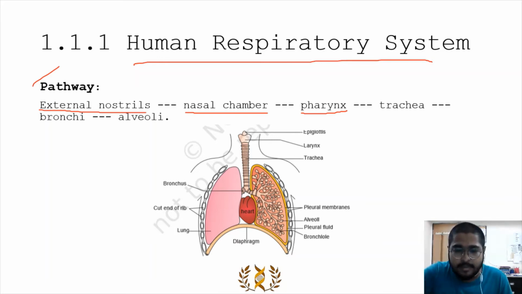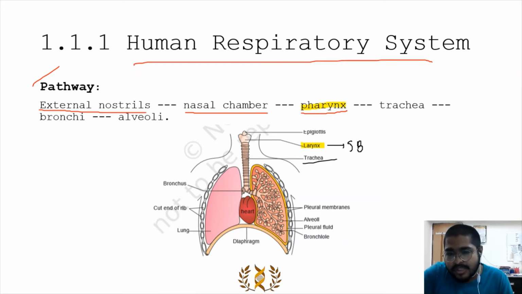So pharynx, remember, it is a common passage for food and air. It is a common passage where food and air both go: as we eat, the food goes into the pharynx, and as we breathe, the air goes into the pharynx. So it is a common passage. And then what is the larynx? Larynx is basically the sound box. Larynx is a sound box, and trachea is the windpipe.